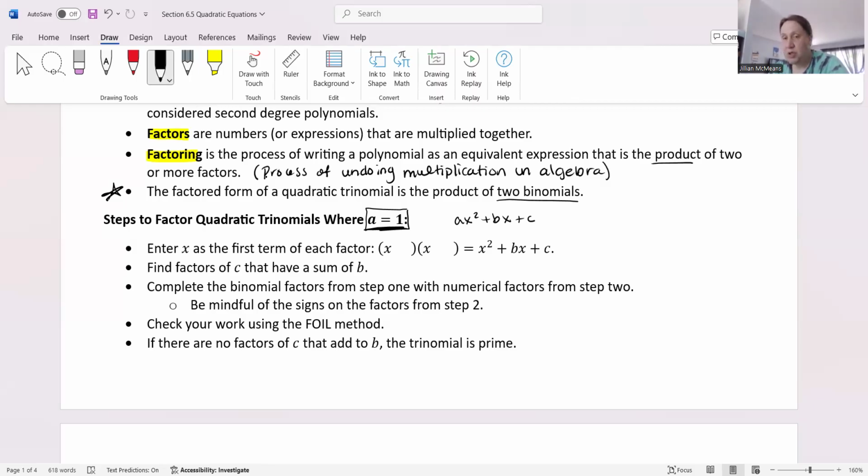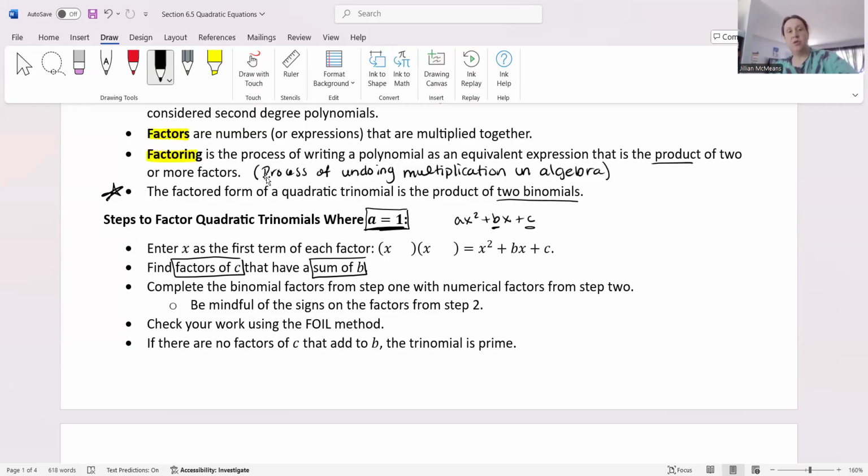And then what we have to do, and this is the mathy part, where you have to get some practice in. We're looking for factors of the constant that have a sum of the coefficient of the linear term. So we're looking for two numbers that when we multiply them, we get c, but when we add those same factors, we get b. Okay, so we're looking for this sweet spot. We have to find numbers that meet both criteria.